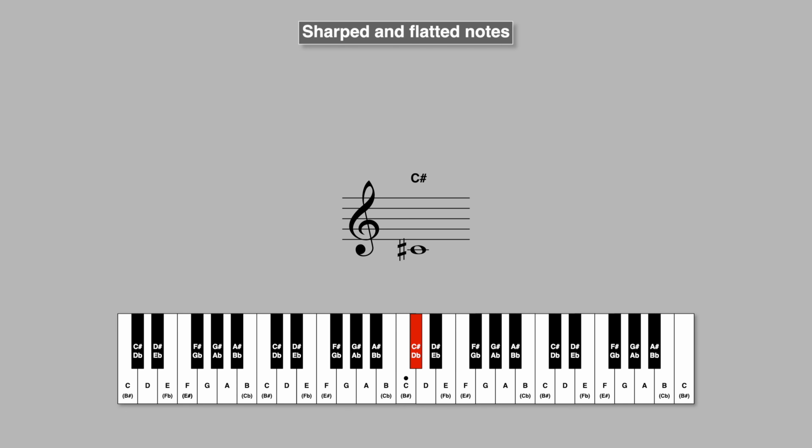For example, if a C note has been sharped on the staff, you'll need to play the key 1/2 step higher. This is the nearest key to the right. In this situation, we will add the suffix sharp to the note name. Now, we have the note name C sharp. In 5 cases, a sharped note will result in a black key. That's C sharp, D sharp, F sharp, G sharp, and A sharp. However, E sharp and B sharp are white keys.